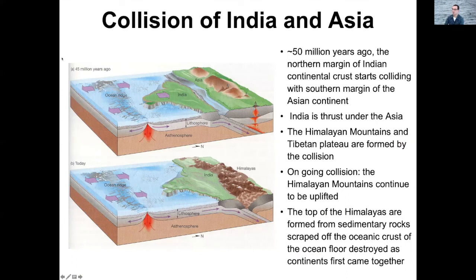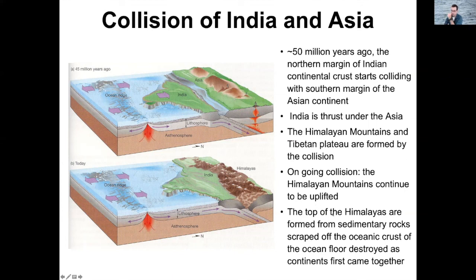So just to go into a bit more detail about the collision of India and Asia, about 50 million years ago, the northern margin of the Indian continental crust hits the southern margin of the Asian continent. And so the Indian crust is a little bit denser, it's thrust underneath Asia, and the Himalayan mountains and Tibetan plateau are formed by the collision. So that's how we get such a high place in the earth.